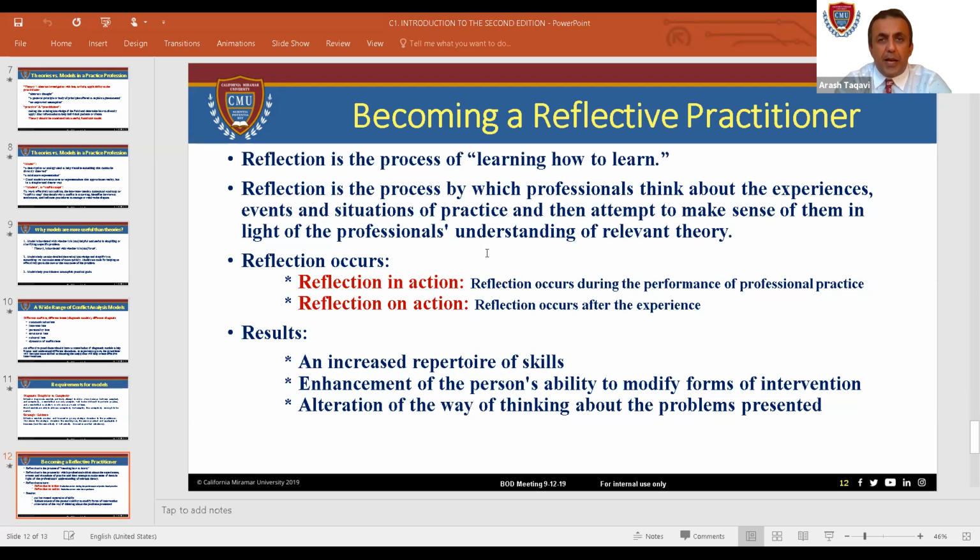Becoming a reflective practitioner. Please, after ending the session, go to the internet and read about this phrase, reflective practitioner. It is very, very useful for your partnership, for your management, for your interpersonal relationships. Reflective practice is very important. What does it mean? Reflection is a process of learning how to learn.